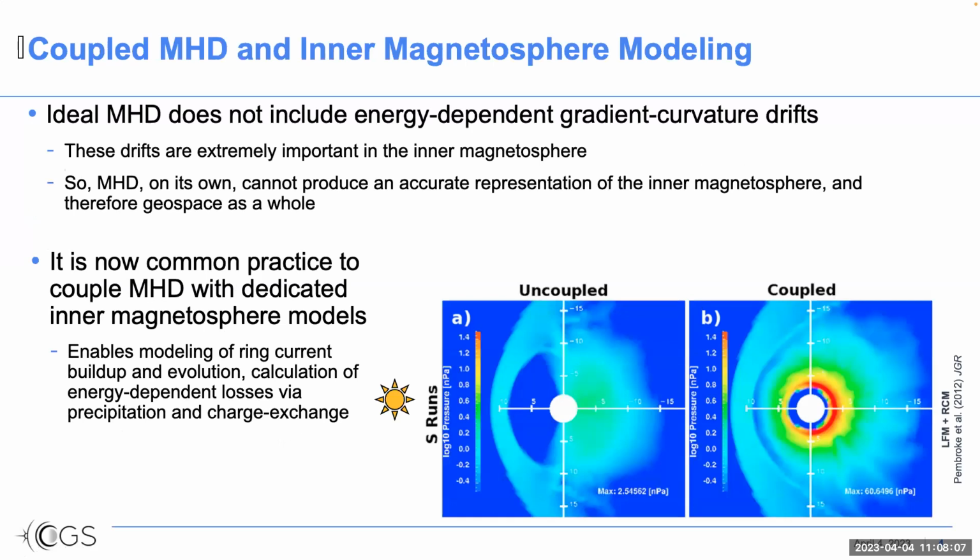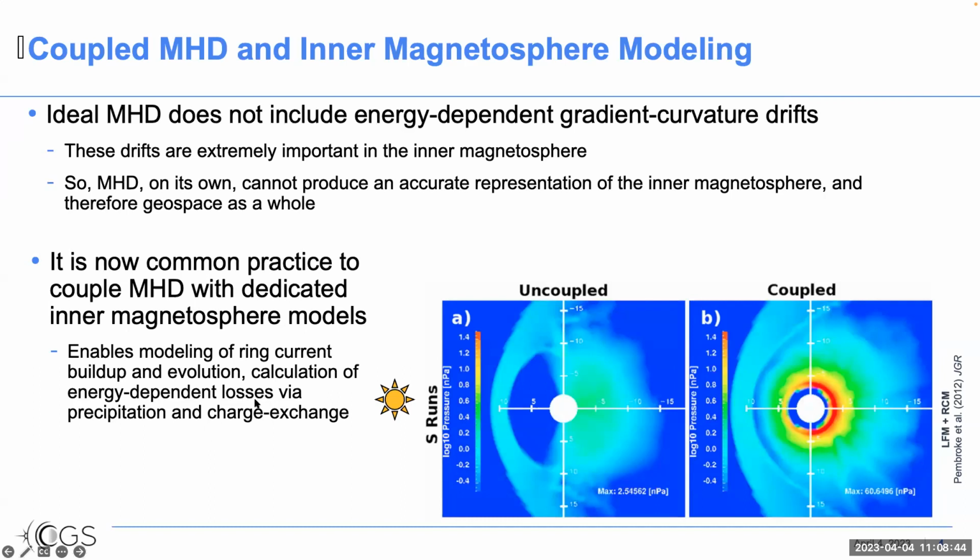Okay, so to start off, MHD modeling is used quite ubiquitously in global magnetosphere modeling. It has been used for quite a few decades now, and it does very well at the global structure and many of the regions, even down to smaller scales. But because ideal MHD doesn't include energy-dependent gradient curvature drifts, and because these drifts are extremely important in the magnetosphere, that means that MHD on its own isn't able to produce an accurate representation of the inner magnetosphere, particularly during geomagnetic storms when you are supposed to be building up a lot of pressure there.